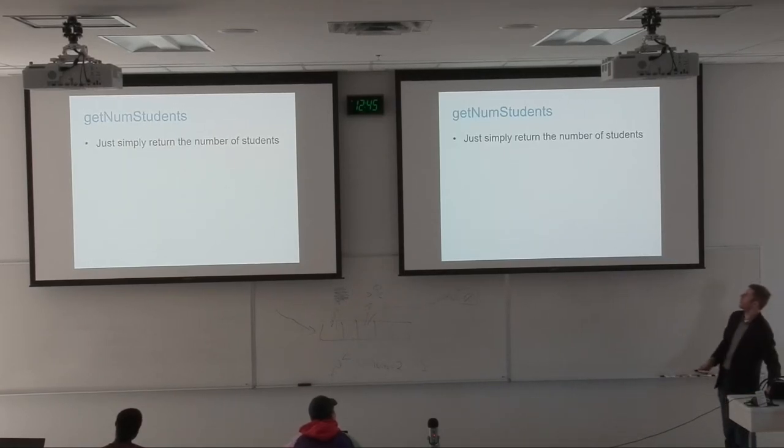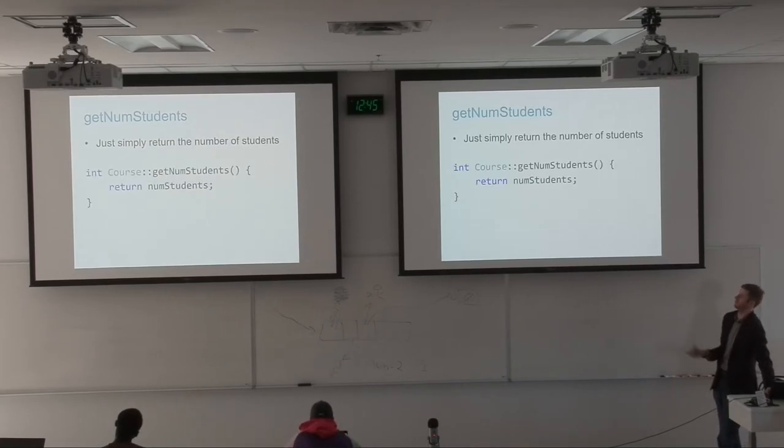So get number of students. This is really easy. Return num students. It was very easy. I guess I should have used the underscore convention here with these attributes, but I didn't. Whatever. Shame on me. That's an easy one.